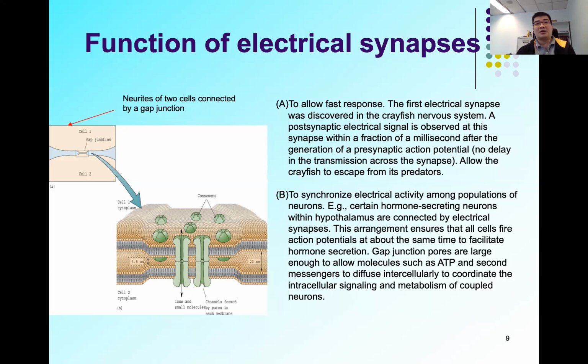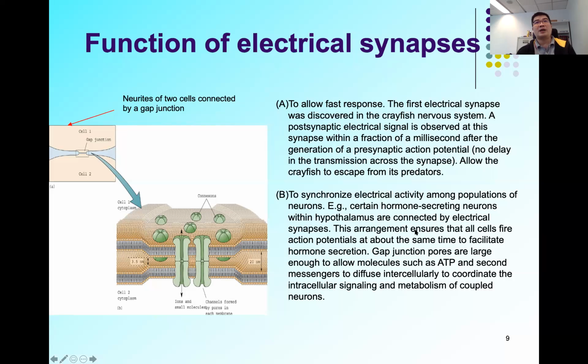Now in more advanced organisms, for example vertebrates, in some cases it is used to synchronize a group of neurons so that they will do the same thing together. One of the examples is the hormone-secreting neurons within the hypothalamus. They are connected by electrical synapses.